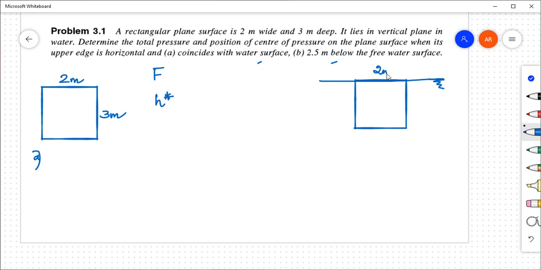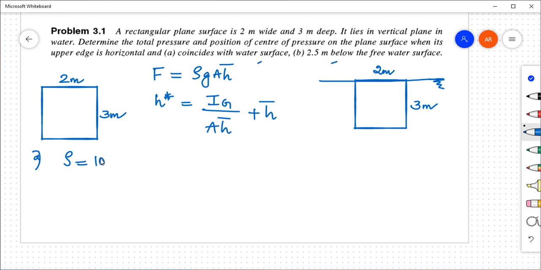So this side will be 2 meter, this side will be 3 meter. We know that the total pressure is given by rho g A h bar, and position of center of pressure is given by Ig by A h bar plus h bar. We know that since it is immersed in water, density is 1000 kg per meter cube.